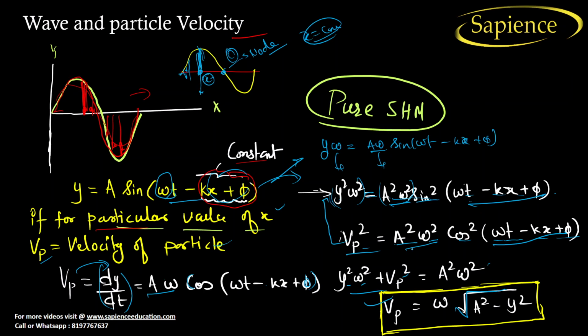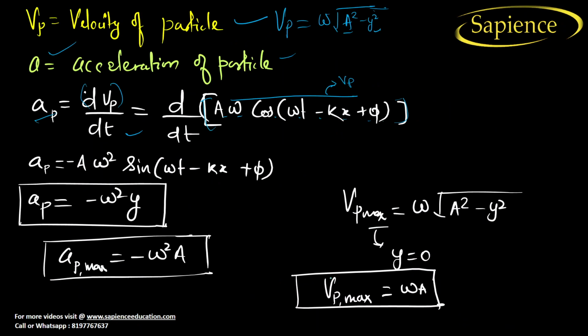Let us check it. This is the velocity of the particle, that is a omega cos(omega t minus kx plus phi). Now if we differentiate it, we will get minus a omega square sine(omega t minus kx plus phi). So finally, you know that a sine(omega t minus kx plus phi) is y. So can we write here the acceleration of the particle as minus omega square into y?